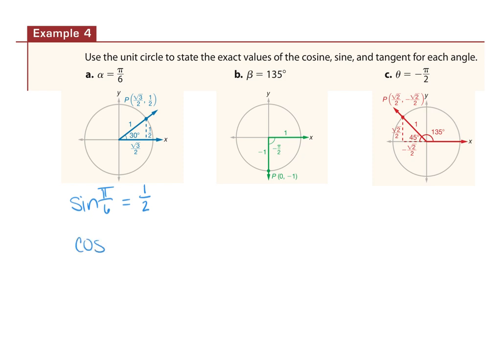My cosine value is going to be my x. So what is your x at pi over 6? Square root of 3 over 2. How then would I find my tangent? Y over x, 1/2 over square root of 3 over 2. Keep, change, flip, right? 1 over the square root of 3. What do you think I'm going to do there? Over 3, yeah. Just rationalize it.